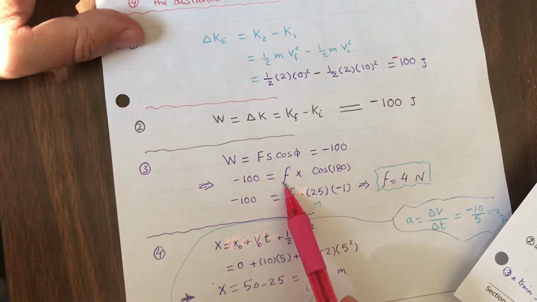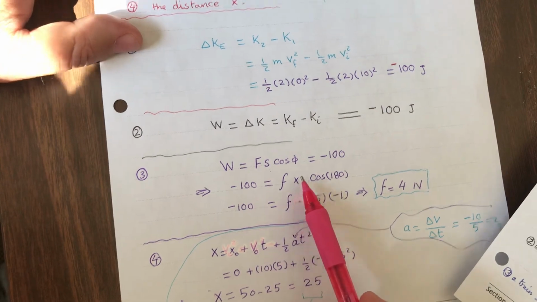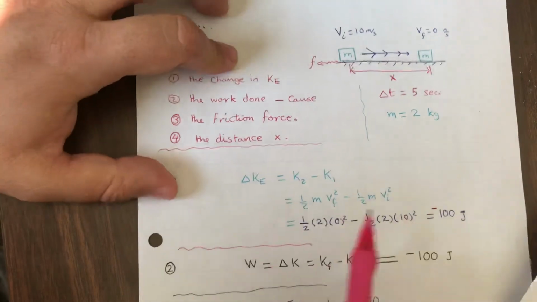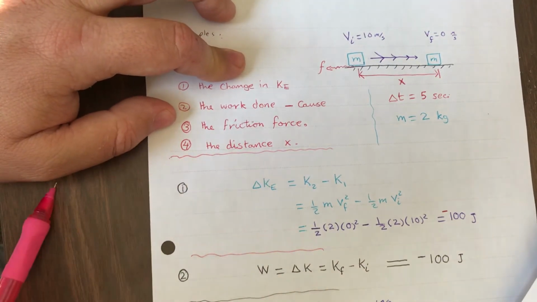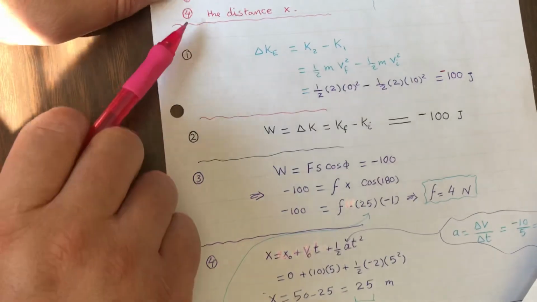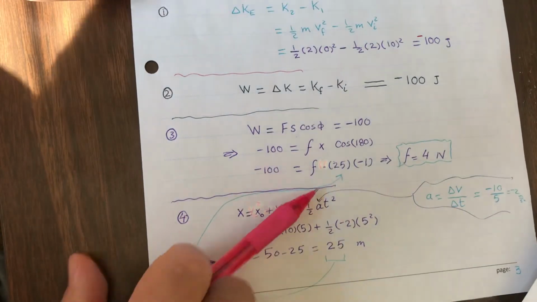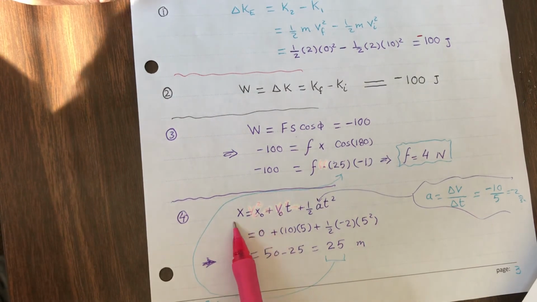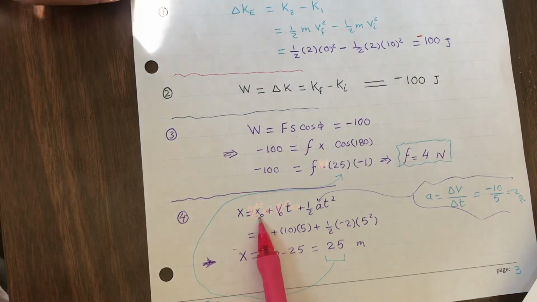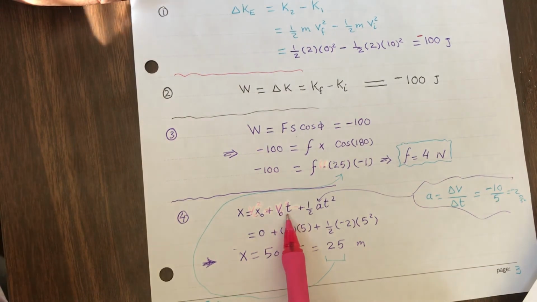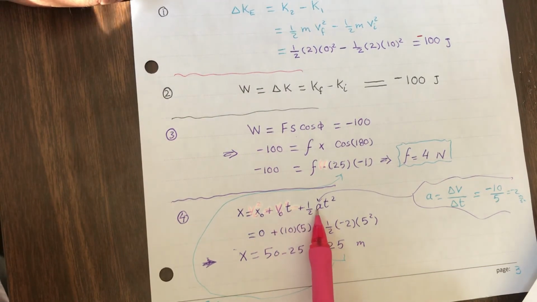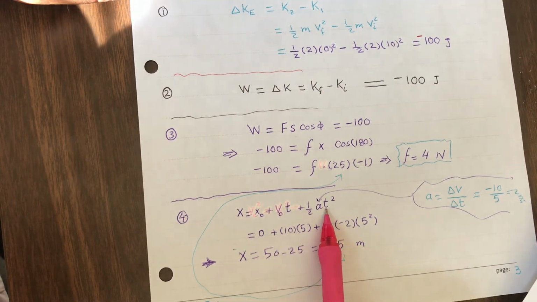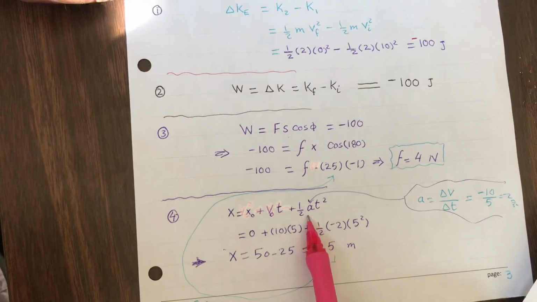Okay, the friction force is unknown. X is also unknown. We can't know X. If we go to find the distance X from the fourth requirement, then we can find the third requirement. Go to the fourth requirement. X is equal to x naught plus v naught t plus half a t squared. The acceleration is unknown. The time is known. Time is 5 seconds. But the acceleration is unknown.